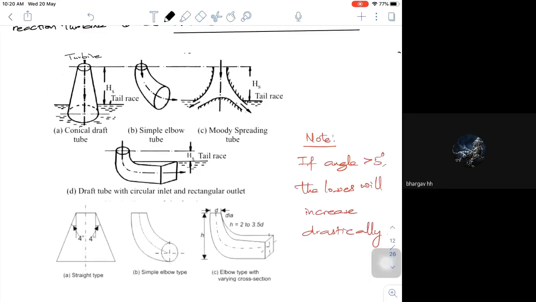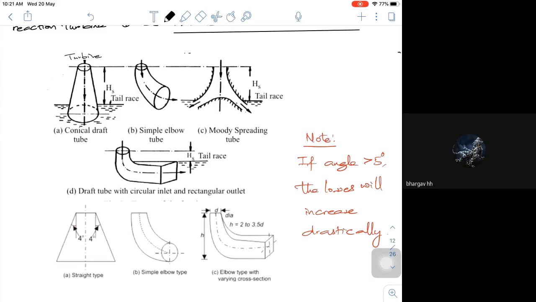And the second one is the elbow type of draft tube. It looks like a conical draft tube, or it can have other sections also, but it looks like an elbow. That means it's bent a little bit, it has a little bit of curvature. What is the advantage of an elbow draft tube? Whenever we have some kind of space restriction, and I need to recover a large quantity of kinetic energy, the simple elbow tube is used.